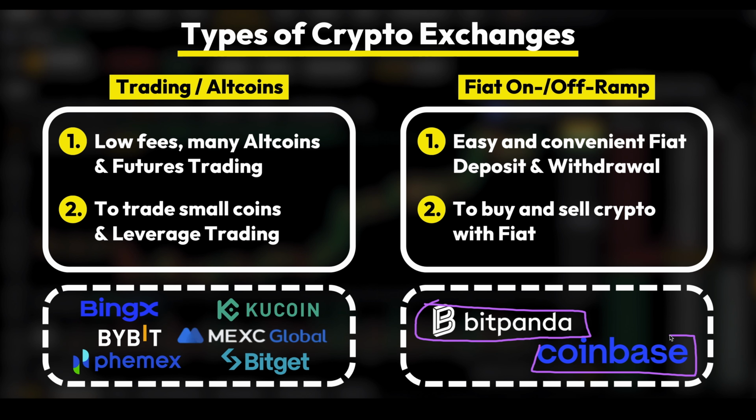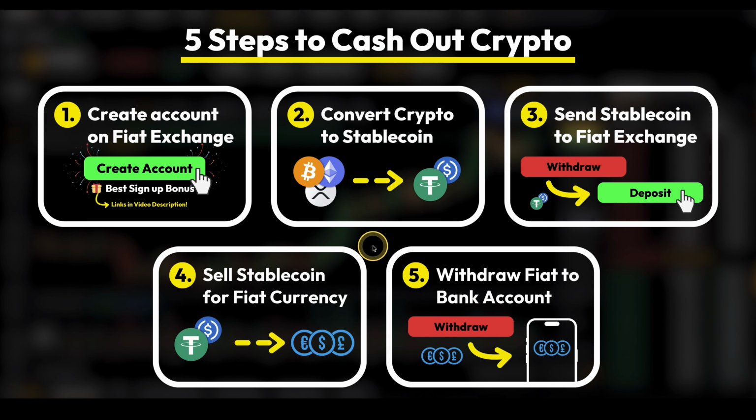is Coinbase. Now here are 5 steps that work 100% to withdraw any crypto you have on a trading exchange back to your own bank account. We start off by creating an account on a so-called fiat exchange. As I told you, my recommendation is Bitpanda or Coinbase. Then from our trading exchange, we first convert any crypto to a stablecoin such as US dollar Tether or USDC. Then we send that stablecoin to the fiat exchange where we have created an account earlier. So we withdraw it from the old exchange and deposit it onto our fiat exchange.